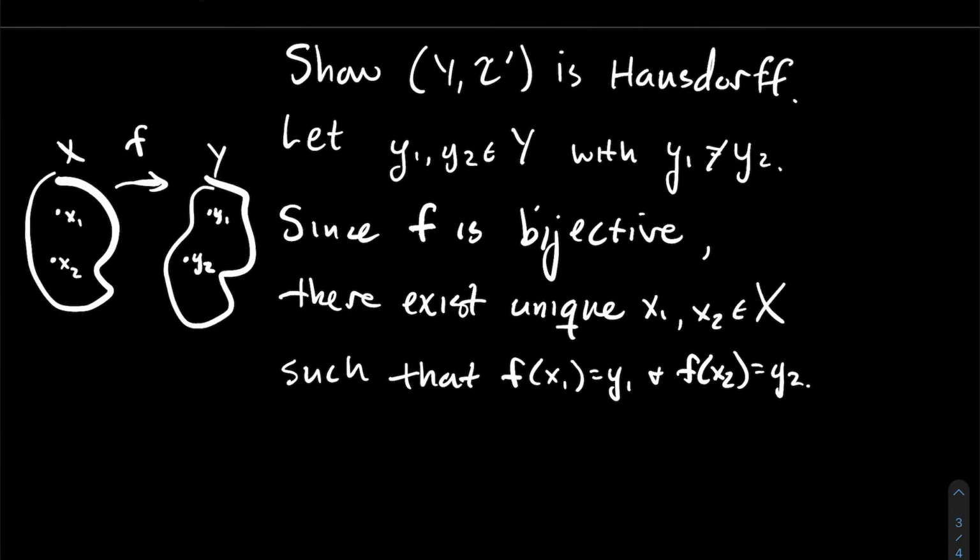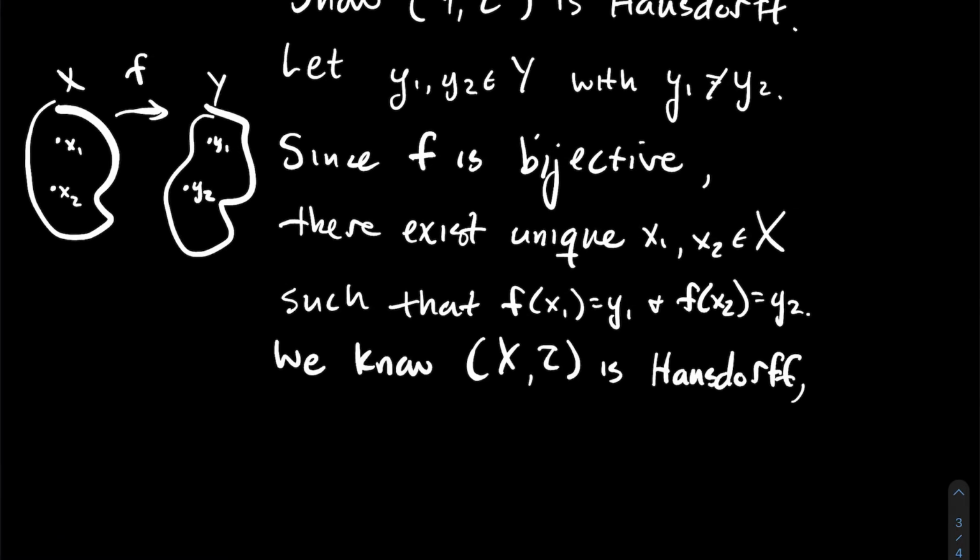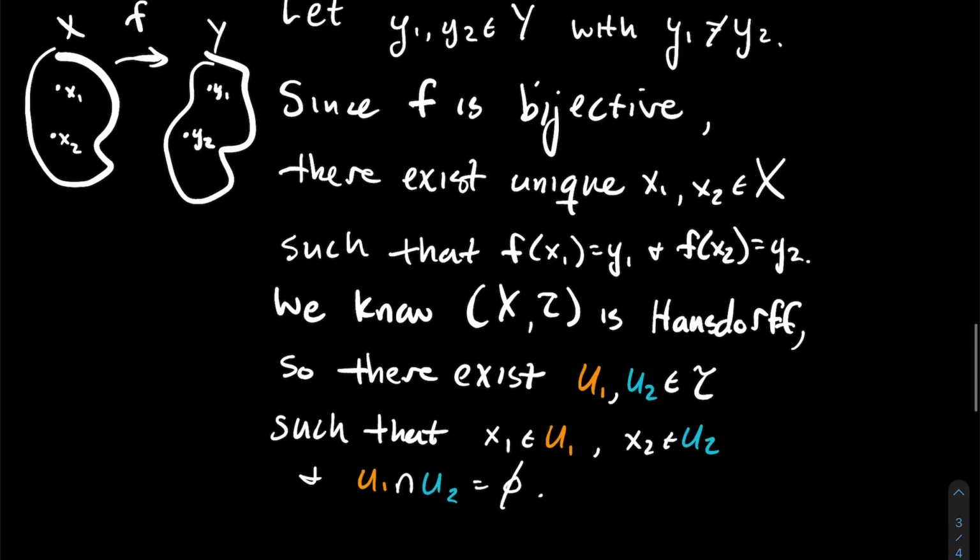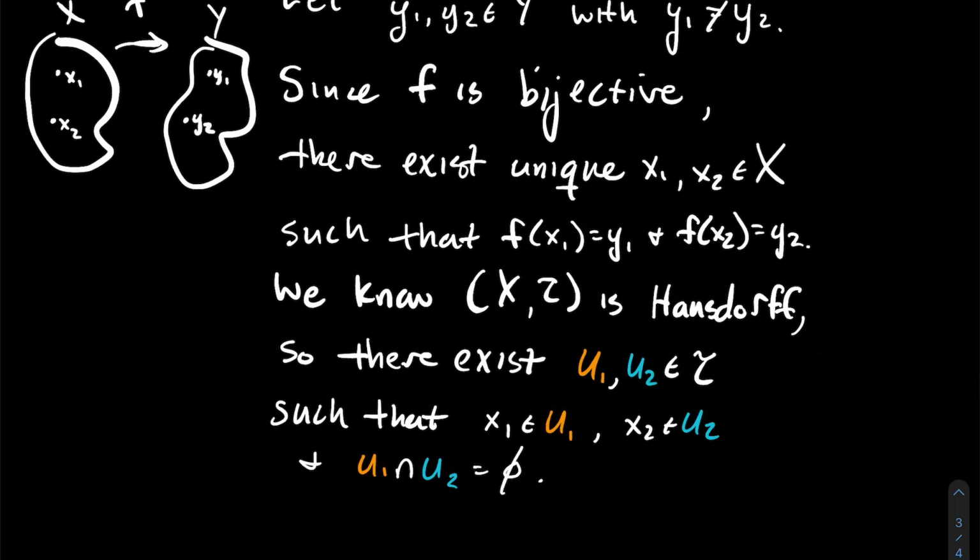And I've got a picture for you over here, and we're going to add some stuff to this picture as we go. Remember, what we would like to do is come up with two open sets in y that separate y1 and y2. So somehow we're going to use some information we know about the domain x in order to come up with those open sets. And so here we go. The big thing that we know about x is that x with its topology is Hausdorff. So that guarantees us that there exist u1 and u2 in x's topology such that x1 is in u1, x2 is in u2, and u1 and u2 are disjoint.